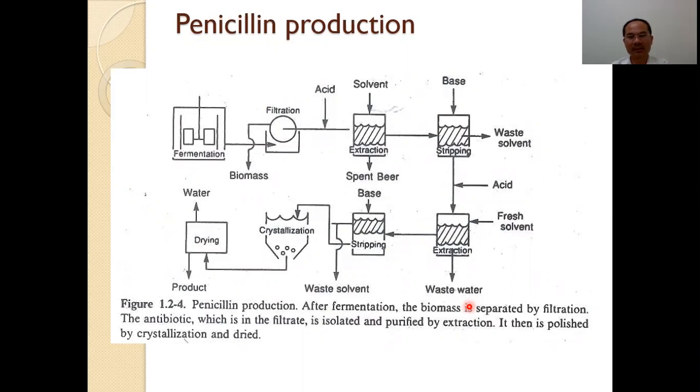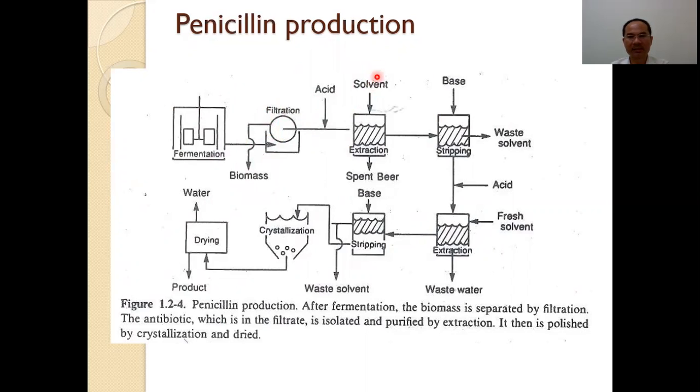Okay, this is another example of bioprocess production: penicillin production. The first step, you have to ferment it. Then filtrate. You have lots of things in the mixture. This is reaction, and this is separation. You get the biomass out of the system.